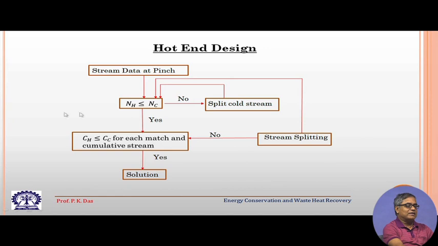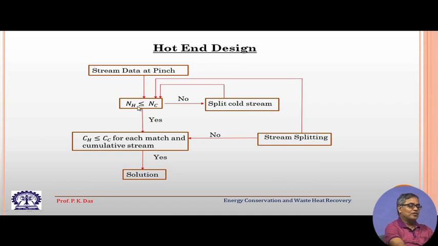First, we have to check the number of streams, hot streams and cold streams. The number of hot streams should be less than the number of cold streams, and if we satisfy that, then we have to satisfy the condition for each match. If that does not match, then we have to go for stream splitting.